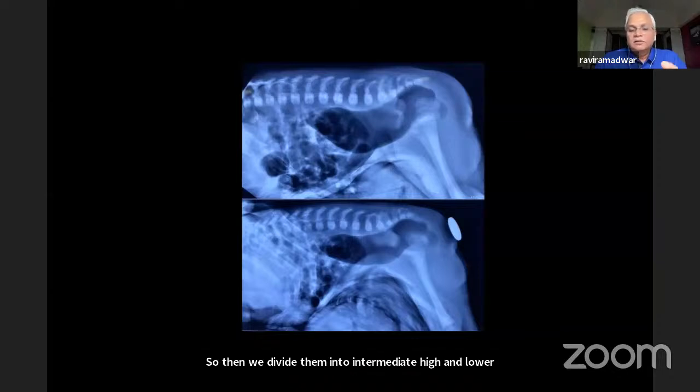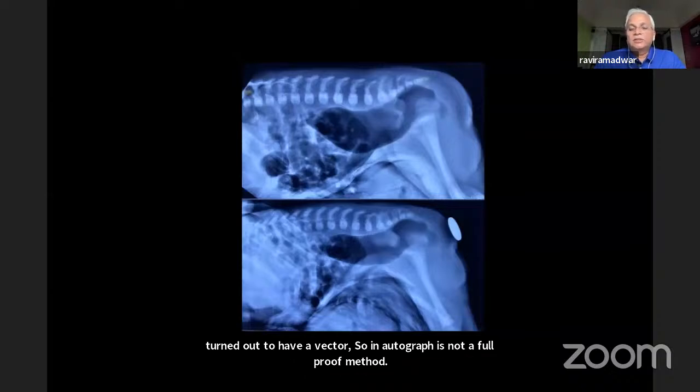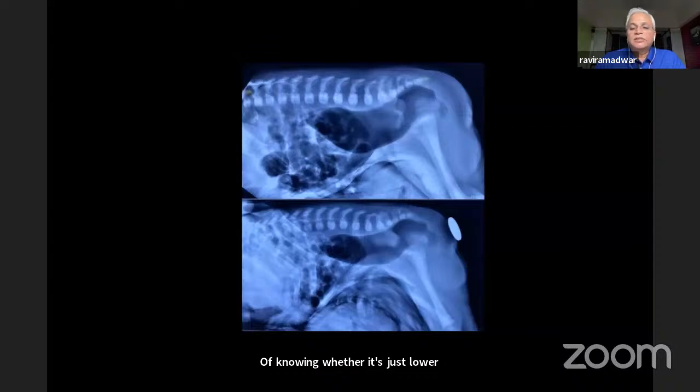Now in this patient, you can see the gas going well beyond the ischial bone. But this is actually an intermediate anomaly because this patient turned out to have a rectourethral fistula. So invertogram is not a foolproof method of knowing whether it is a low or intermediate anomaly. Sometimes you can make a mistake.